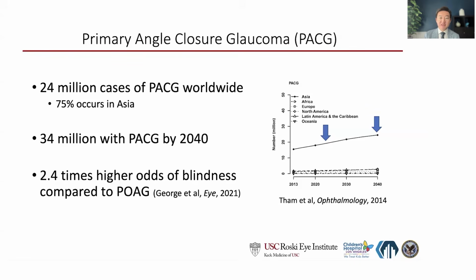And this rise in PACG prevalence is concerning, as PACG is more visually blinding than POAG, conferring a 2.4 times higher odds of blindness compared to POAG. And this is related to the high intraocular pressures that are typically associated with angle closure.